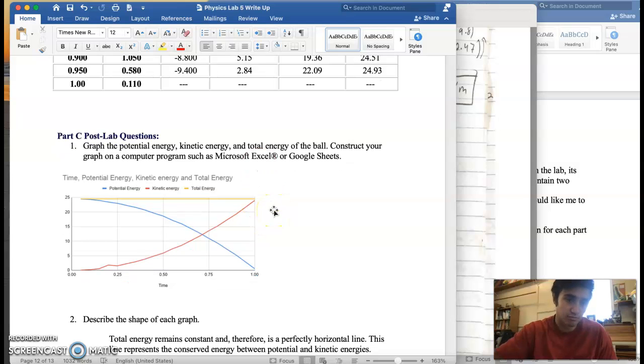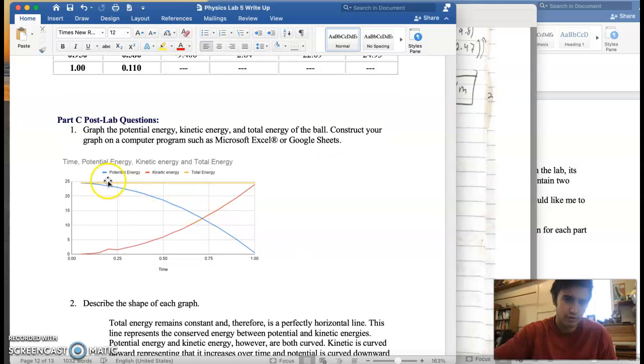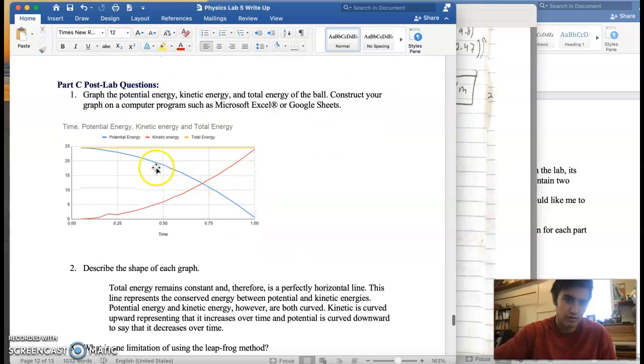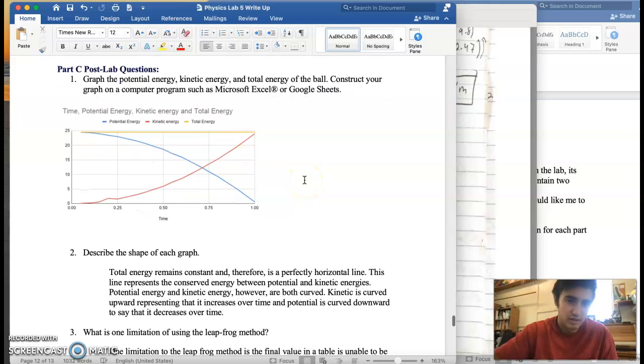Lastly, for part C questions, I graphed this. This came out a bit easier than the other chart. As you can see, the potential energy slopes down, the kinetic energy slopes up, and the total energy stays a constant horizontal line. That's just showing the conserved energy in a straight line, decreasing potential energy over time, increasing kinetic energy over time.